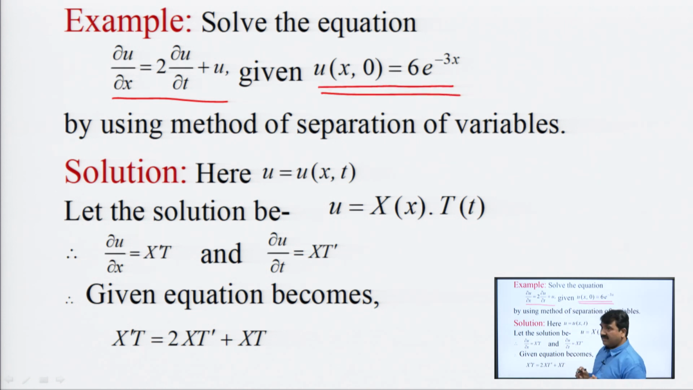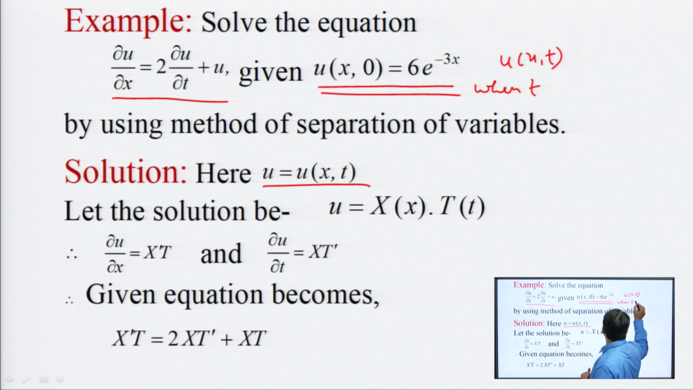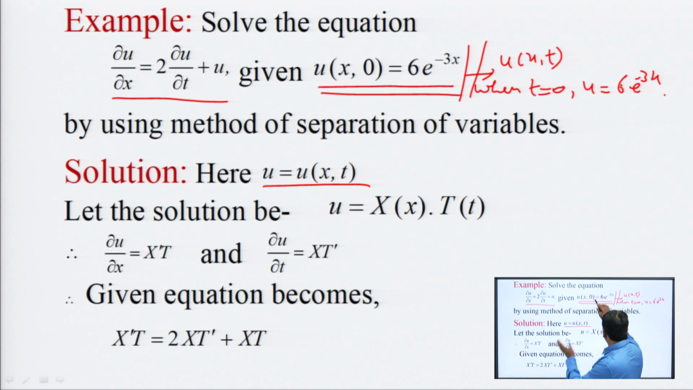In this, the condition is given. What is this condition? This is u(x, t), u is a function of x and t. It is clear that u is a function of x and t. It means when t is equal to 0, u is equal to 6 into e to the power minus 3x. So, this condition is explained in this way.